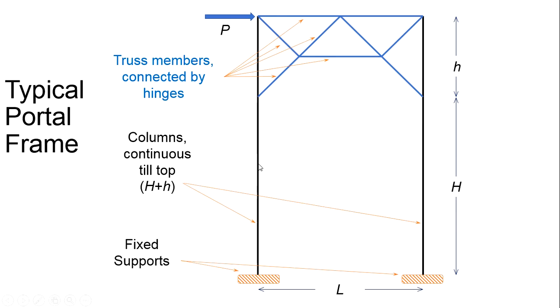This is the left column and right column, which from the bottom to the top act as a column, and which is fixed at the bottom. The other members are truss members which carry axial load, and they are joined by hinges. So the hinge here affects only the truss member or inclined member, while this column is through and does not have an effect of the hinge.